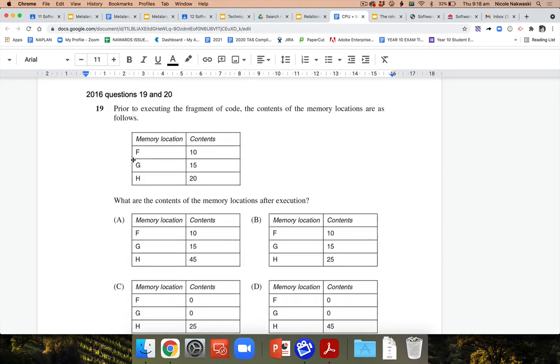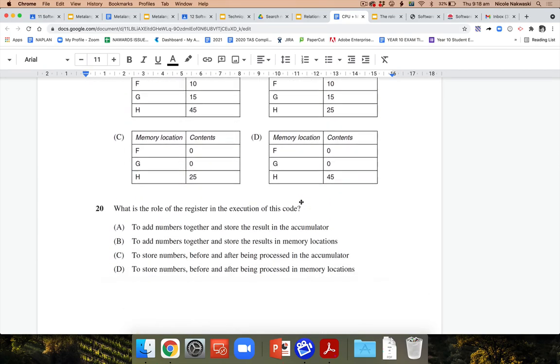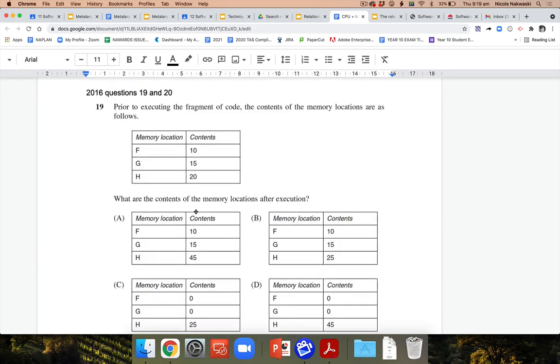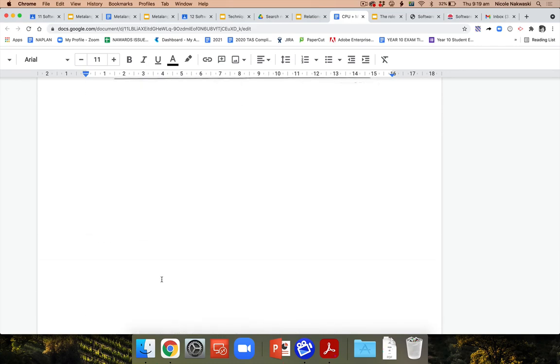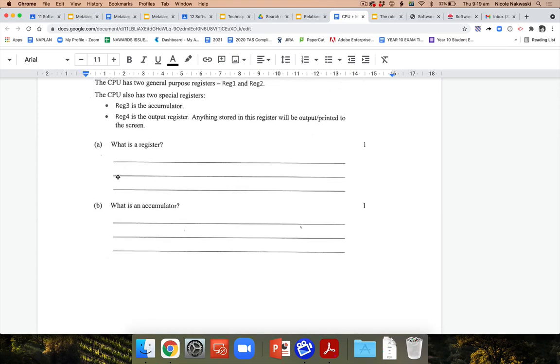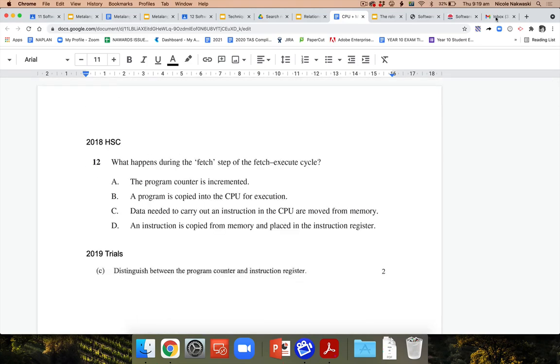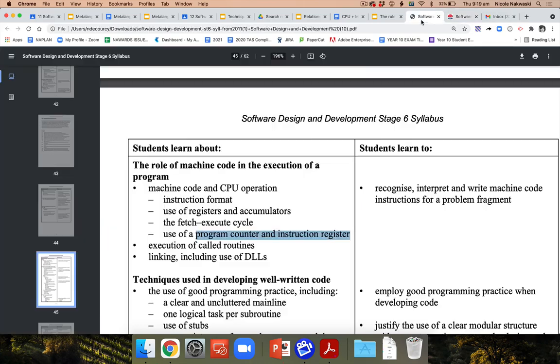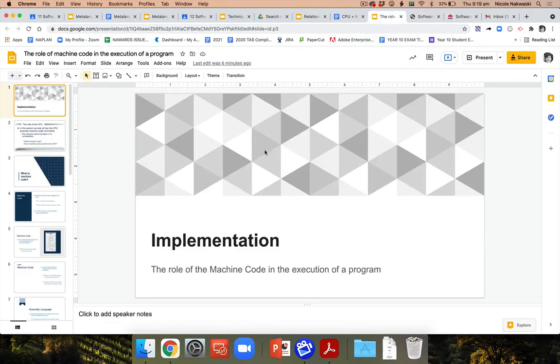Prior to the executing a fragment of code, the contents of memory locations are as follows. What are the contents of memory locations after the execution? What is the role of the register in the execution of this code? Okay, so again, this word register pops up again. A weird scenario where I have to apply, and again here, but otherwise it's really asking me to pull a lot of content from this or this or this or this or this. Okay, so let's get started.